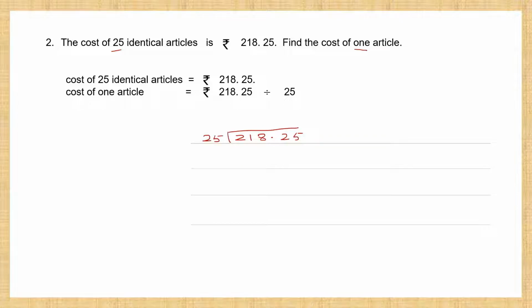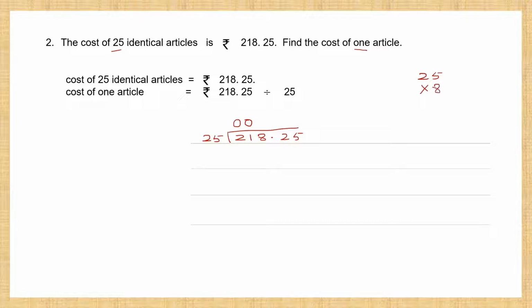So let's start the division. 2 is smaller than 25, so I put a 0 and I take the next digit. It becomes 21, which is also smaller than 25. So I put another 0 and I take the third digit. Now it is 218. Let me write the tables of 25 and get a number close to 218.